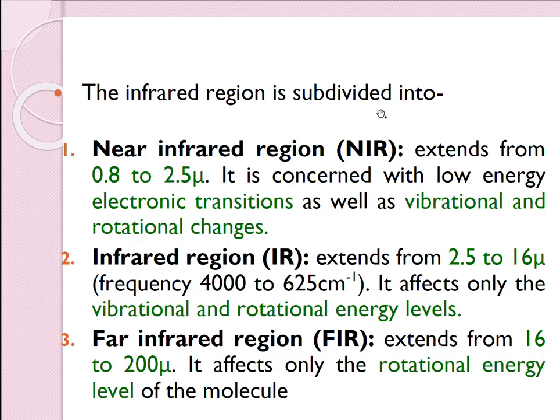The infrared region is subdivided into three parts. The near IR, NIR, extends from 0.8 to 2.5 micron. It is concerned with low energy electronic transitions as well as vibrational and rotational changes. Then the infrared region extends from 2.5 to 16 micron. Frequency is 4000 to 625 per centimeter. It affects only the vibrational and rotational energy level. Then the far infrared region, that is FIR, extends from 16 to 200 micron. It affects only the rotational energy level of the molecule.